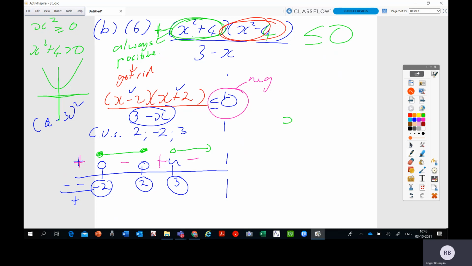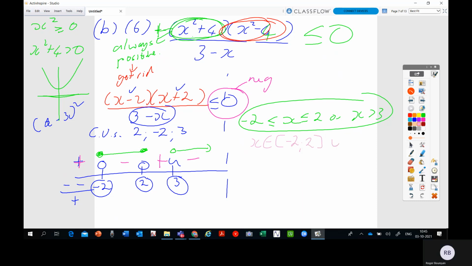How do I write that? The final answer is going to be x is bigger than or equal to negative 2, less than or equal to 2, or x is bigger than 3. You don't have to write both languages. Either pick inequality or interval notation. If I use interval notation, we're going to have x goes from square bracket minus 2 up to 2, or from 3 to infinity. Remember, if it's x squared plus 4, that thing is always positive.